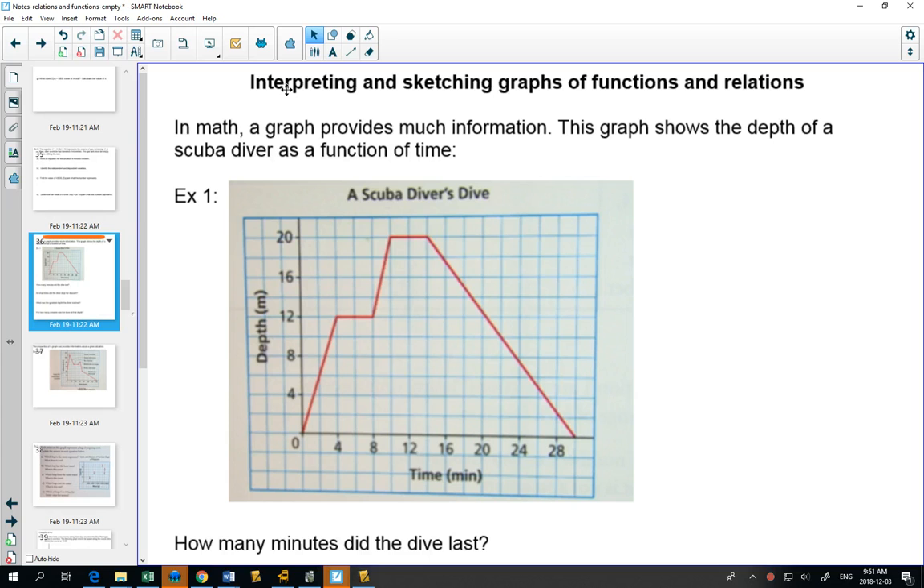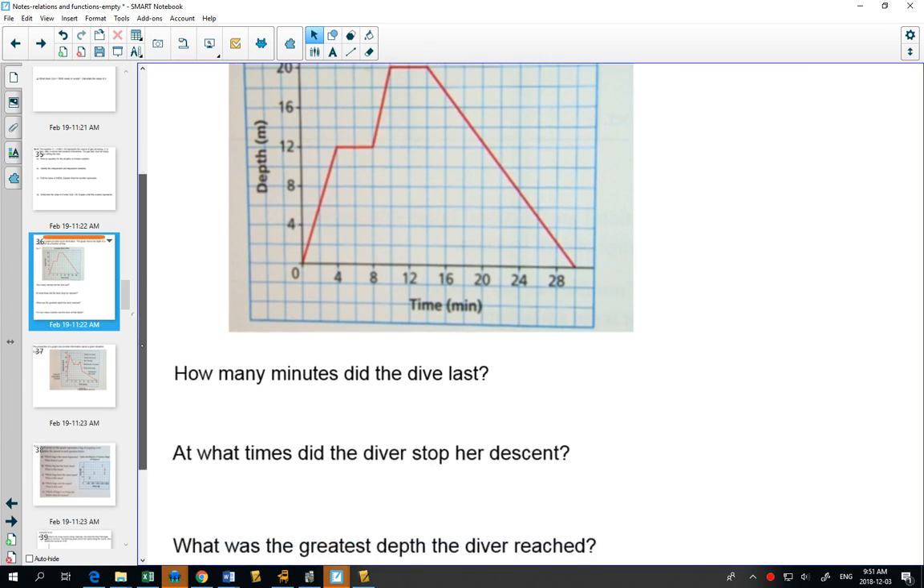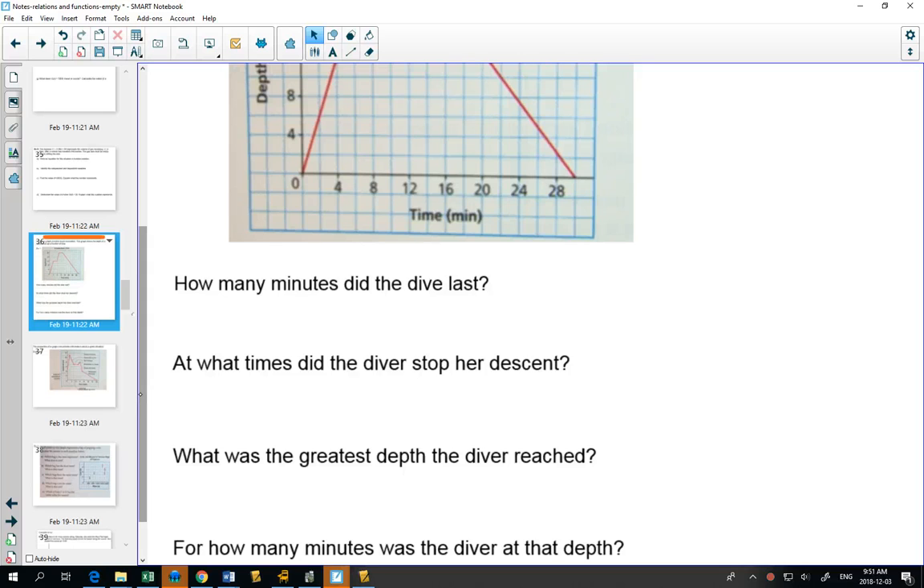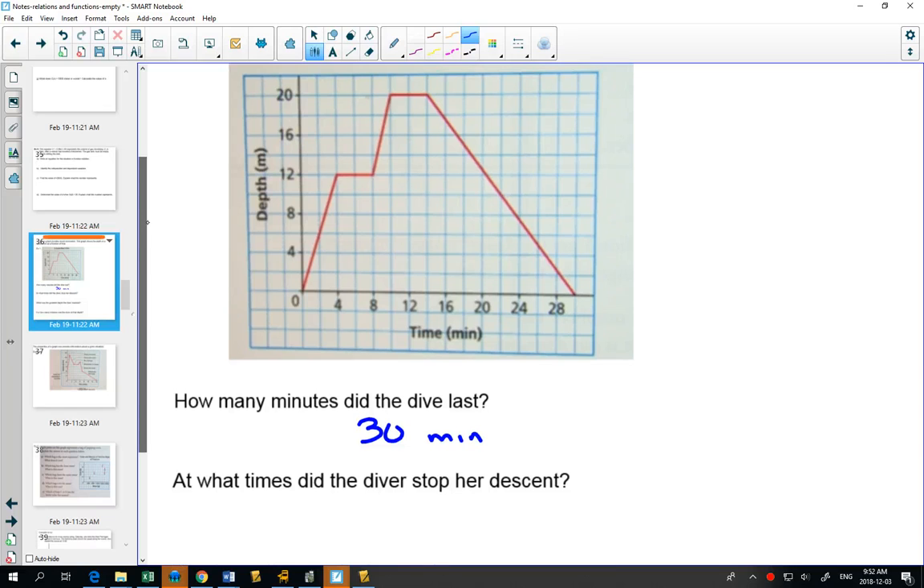So if we answer some questions here, how many minutes did the dive last? 30 minutes in total. When did the diver stop her descent? At what times? Okay. Can you see they stopped descending here where it's flat? From 4 minutes to 8 minutes.